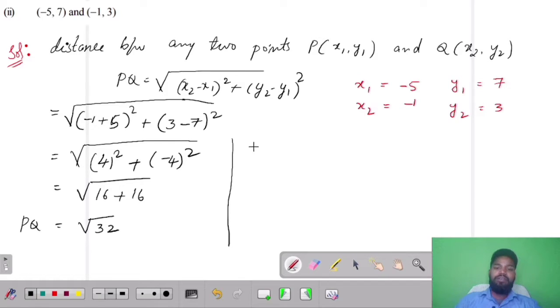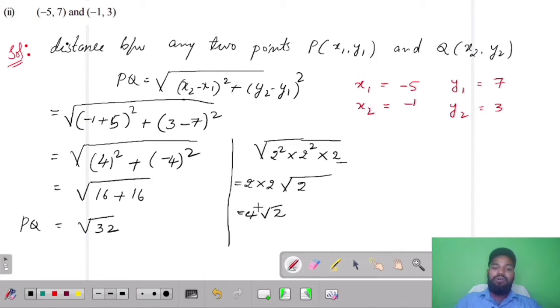See now. 2 square is 4, 4 into 2 square is 4. 4 4 ja is 16. 16 into 2 is 32. So under the root, 2 square 2 square, so the 2 2's will come outside. Yes or no? Yes. 2 2's will come outside, and what will remain here? 1 2 remains under the root. So it becomes 4 root 2, our answer. Are you clear? So 4 root 2 is the final answer of the PQ distance.